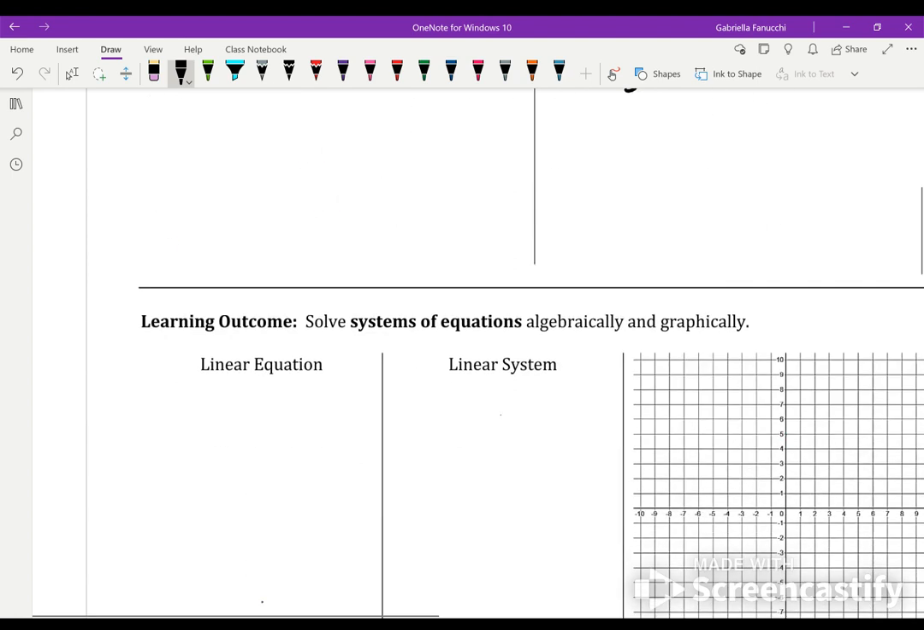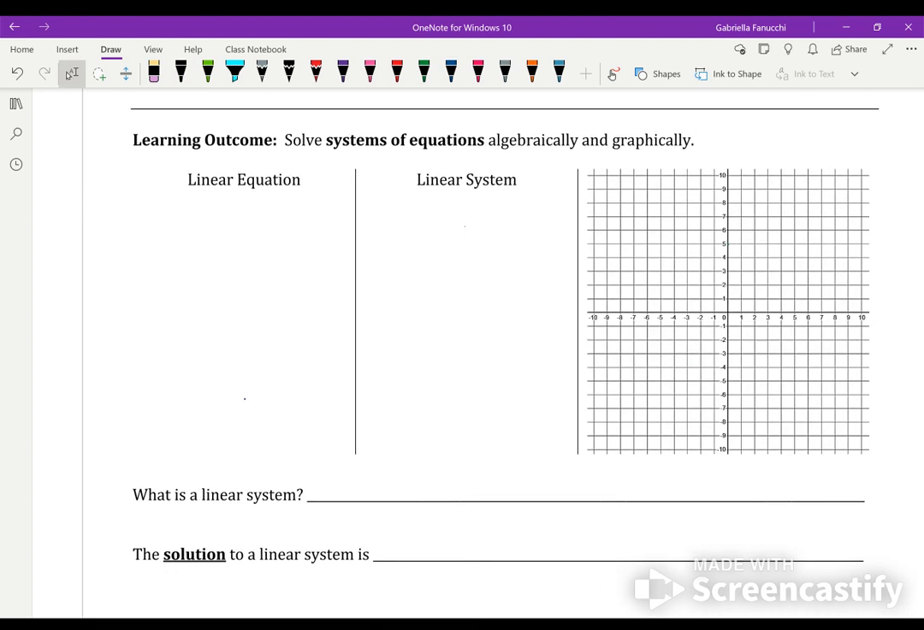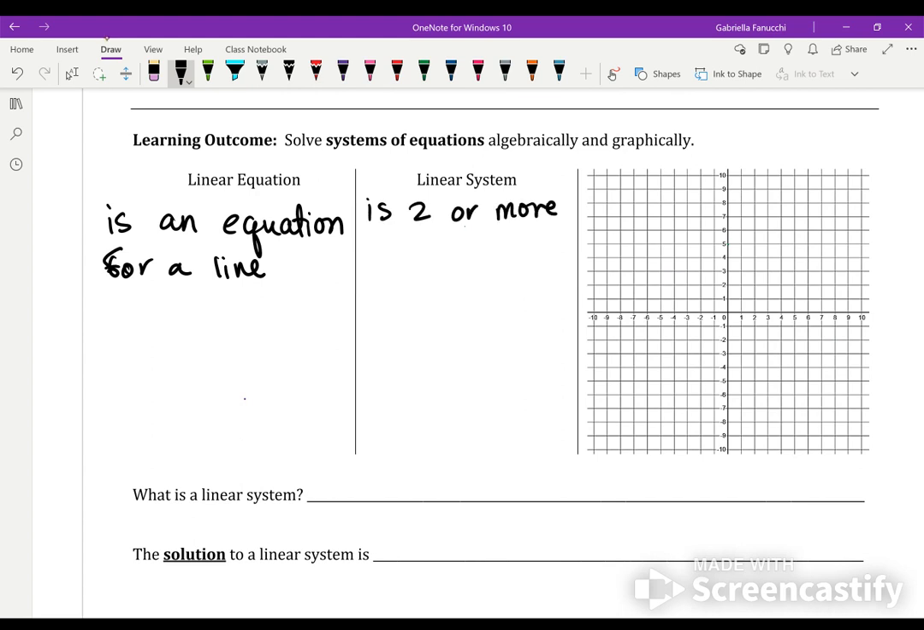Okay, so we have a learning outcome, and it's to solve systems of equations algebraically and also graphically. So we just have some definitions that we need to go over real quick. So a linear equation is an equation for a line. And then we have a linear system, which is two or more equations for lines.